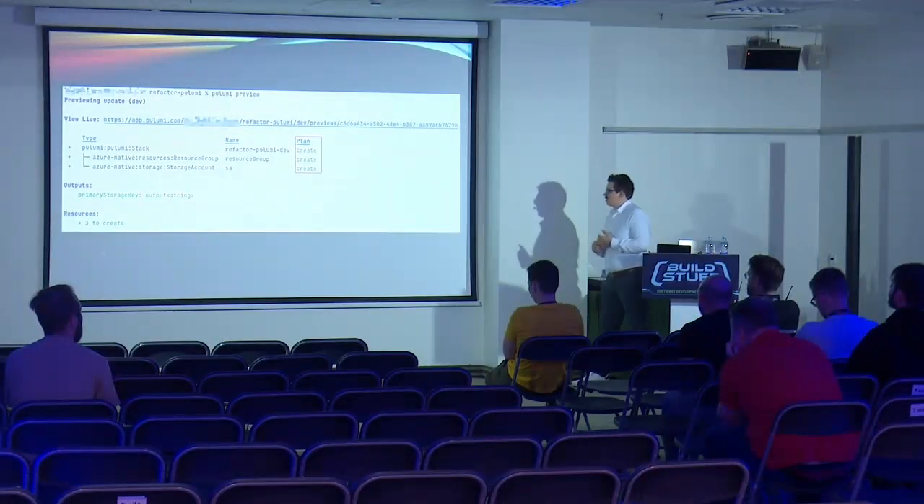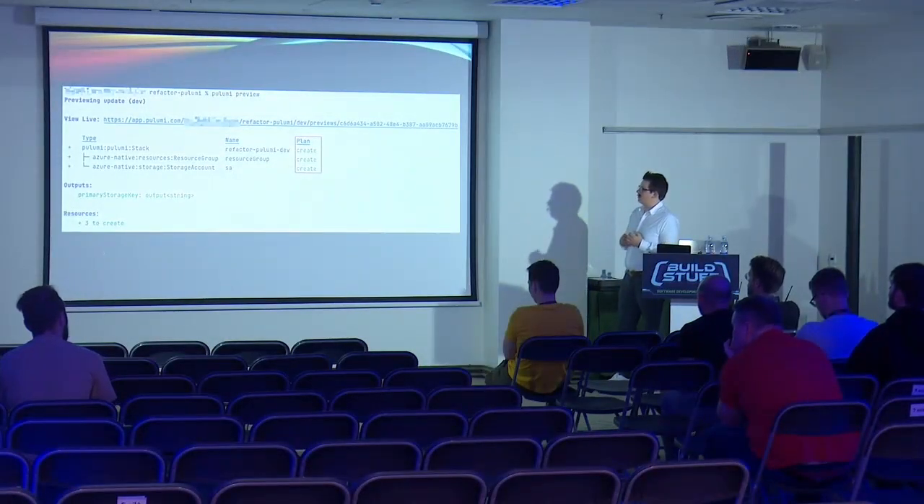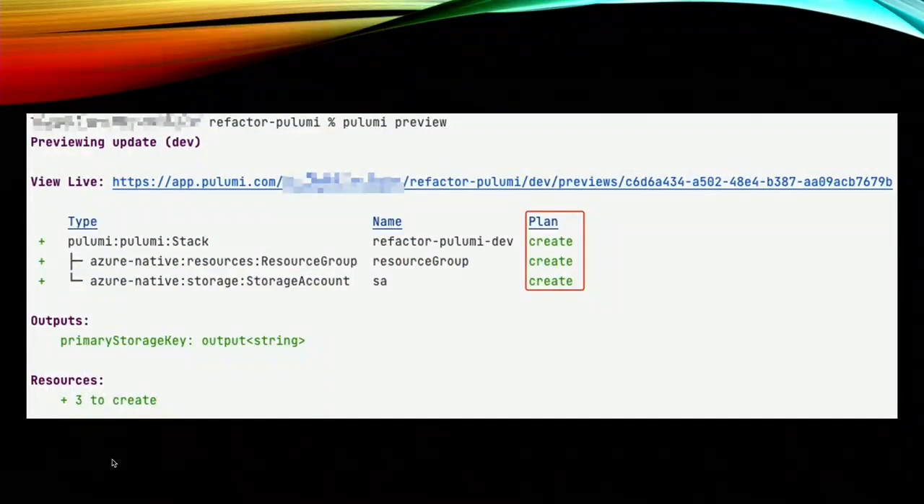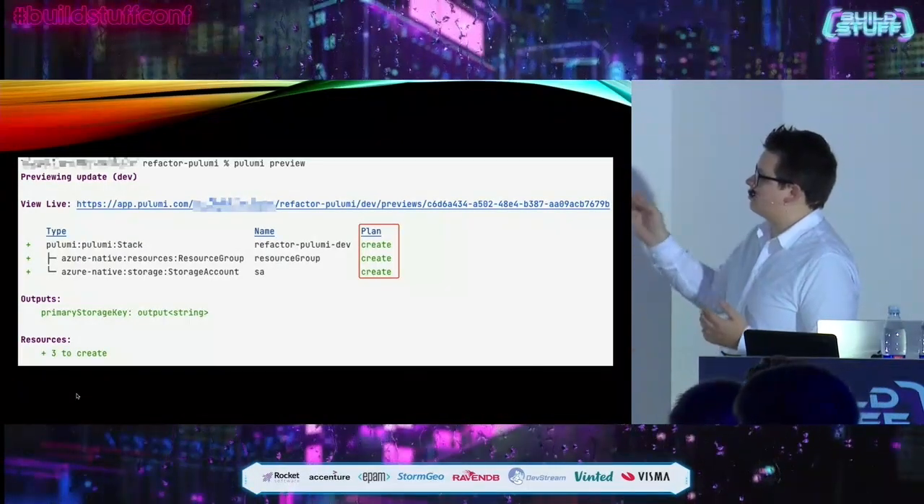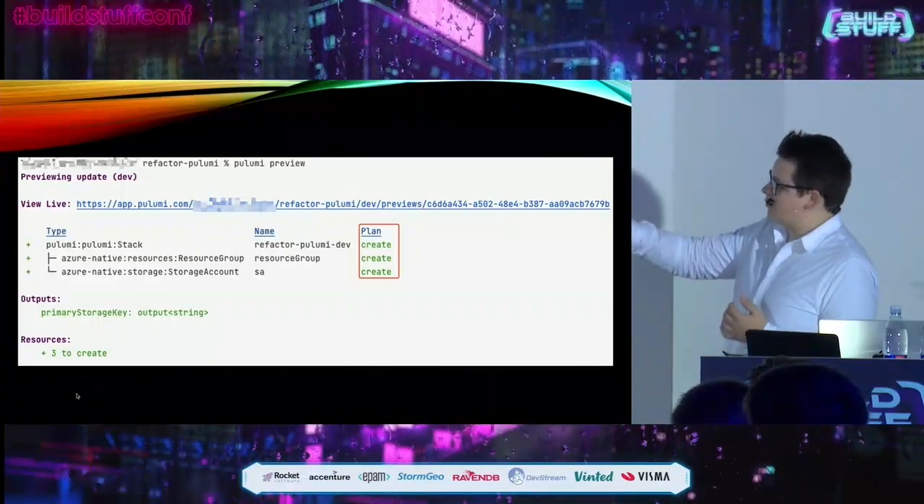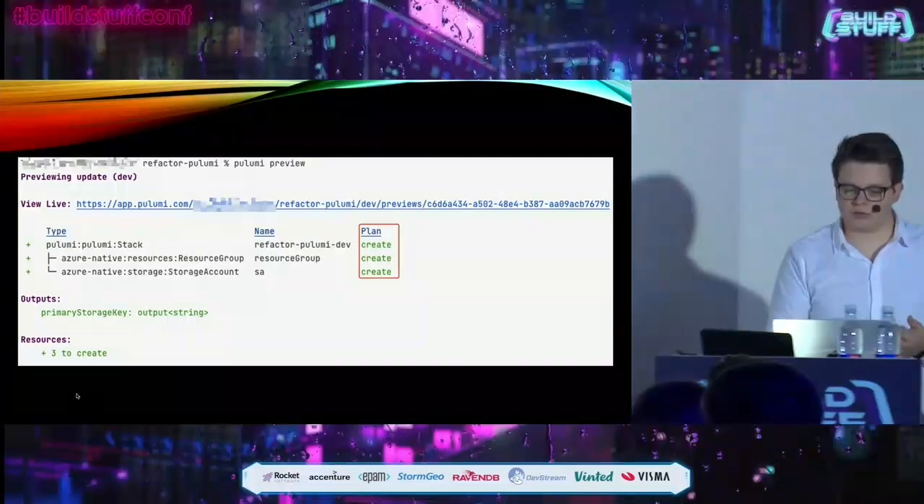Now we have the storage account and we have an output variable. So how do we put this online? First thing we're going to do is to run Pulumi preview. What Pulumi preview does, it shows you what it's going to do to the cloud. So it's quite descriptive. It says, okay, I'm going to create a new stack in Pulumi, I'm going to create a new resource group, and I'm going to create a new storage account. And then as output from your project, I'm going to have a primary storage key.